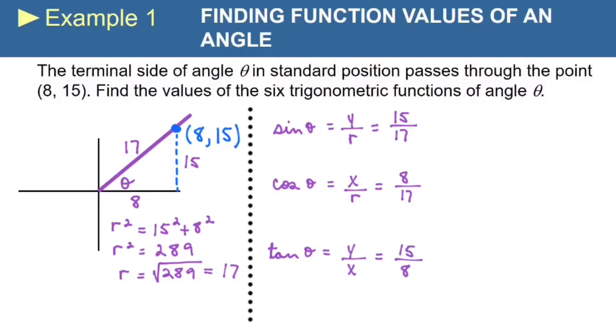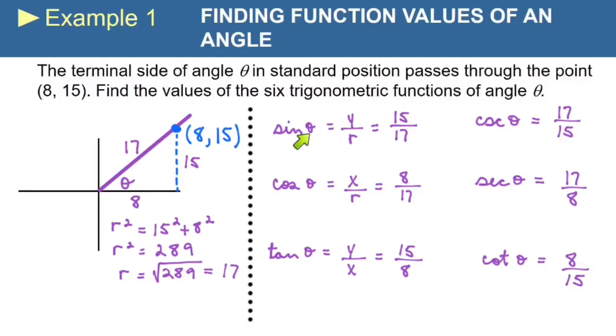And then the other three functions, remember, are the reciprocal functions. So the reciprocal function for sine is cosecant. That means cosecant of theta is 17 over 15. The reciprocal function for cosine is secant. That means the secant of theta is 17 over 8. And the reciprocal function for tangent is cotangent, and that means the cotangent of theta is 8 over 15. And again, just a reminder, make sure when you write these that you don't just write sine equals 15 over 17. It needs to be sine of theta equals 15 over 17, cosine of theta equals 8 over 17, etc.